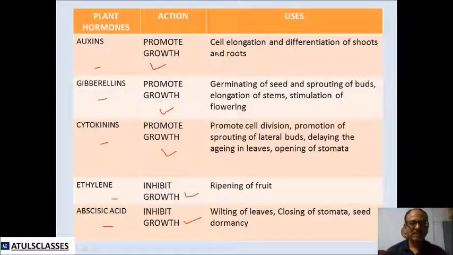So what does auxin do? Auxins help in elongation and differentiation of roots and shoots. Gibberellins have a specialty that they are involved in elongation of stems and germination of seeds. Cytokinins, as the name suggests, help in division of cell or promote cell division. Then the inhibitors: ethylene is inhibiting growth, so it helps in the ripening of fruit.